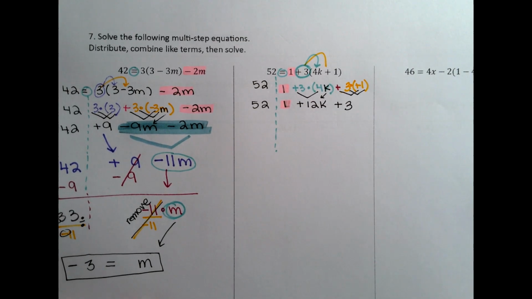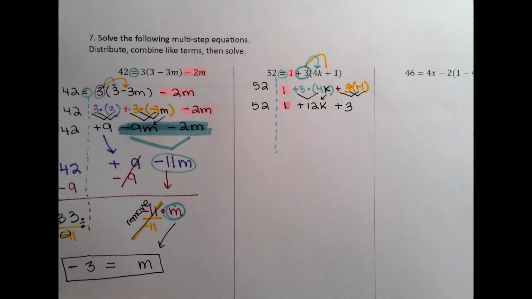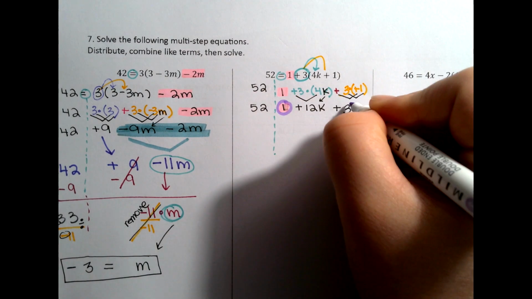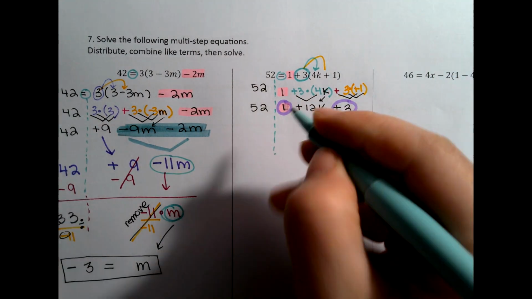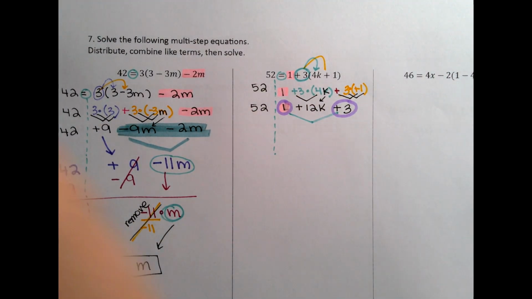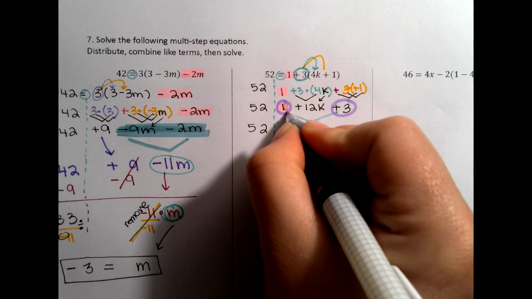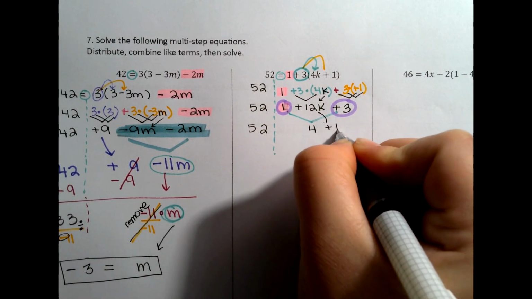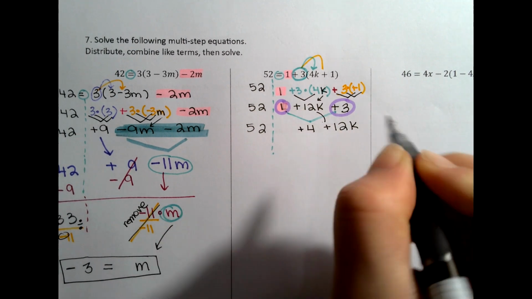Yes, in this section you will have things to combine, but you have to make sure to identify like terms. Like terms are terms that share the same letter or don't have any letters at all. So I have a 1 without a letter. I have a 3 without a letter. These are like terms. So I'm going to bring down my 52. 1 plus 3 is 4. And bring down our plus 12k. And you can say positive 4, it's fine.